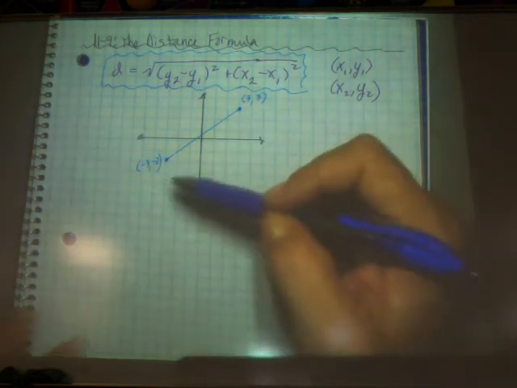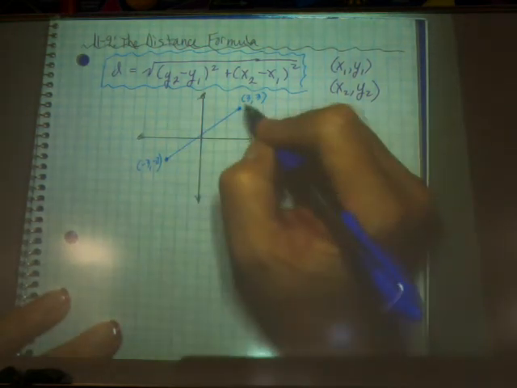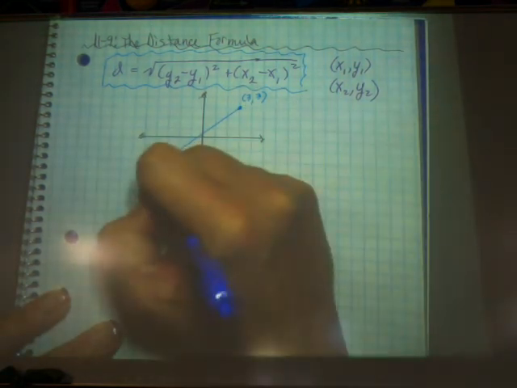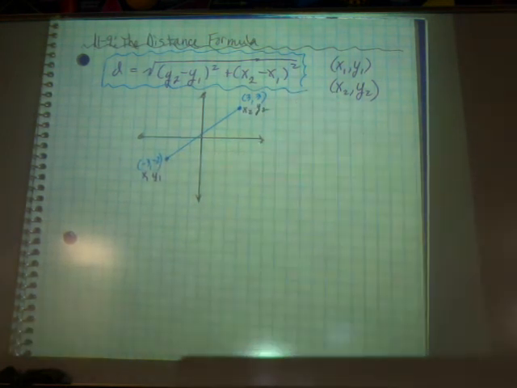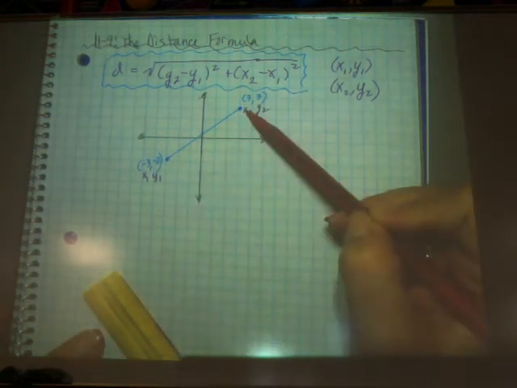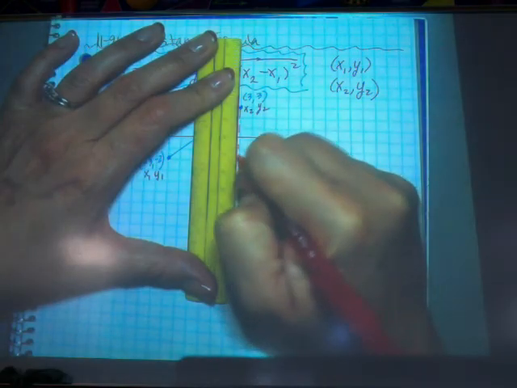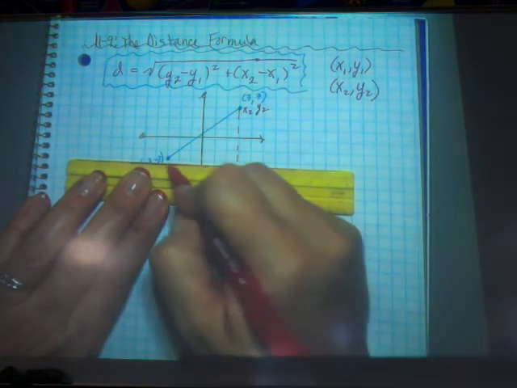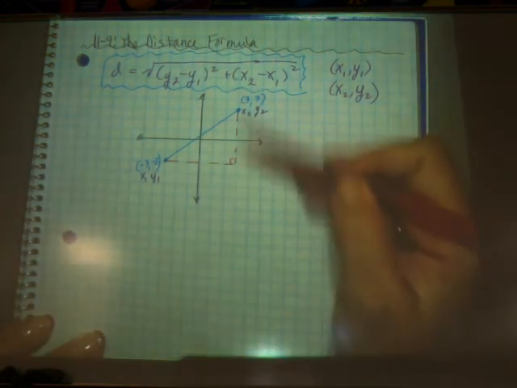I don't care which one you make point 1 or point 2, but I do want you to label them as x sub 1, y sub 1, x sub 2, y sub 2. So let's say that I put this as x sub 1, y sub 1, and this is x sub 2, y sub 2. Again, it doesn't matter. Now, yesterday, you learned how to use Pythagoras Theorem. Couldn't I take this diagonal and make it my hypotenuse? And couldn't I create a right triangle like this?